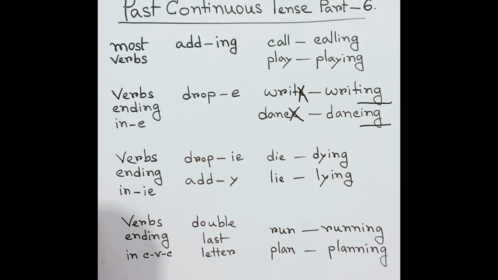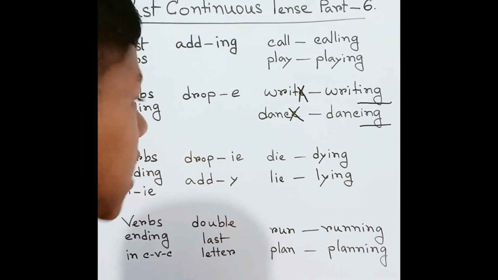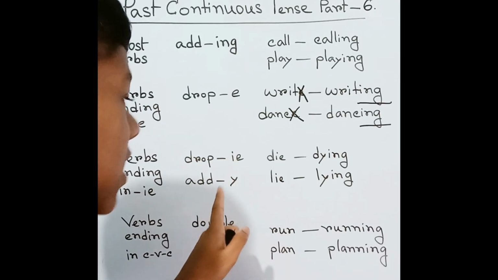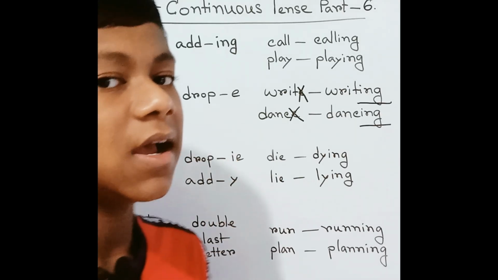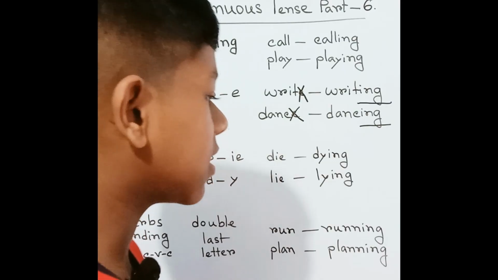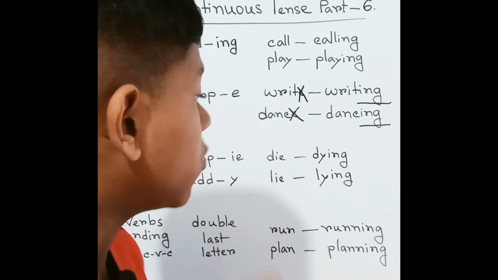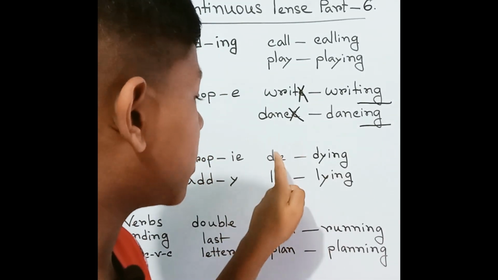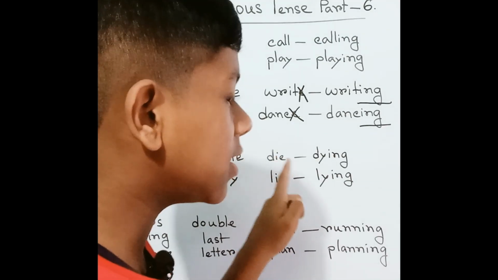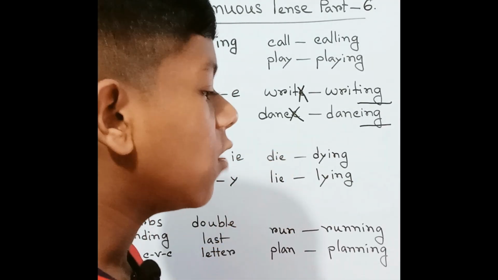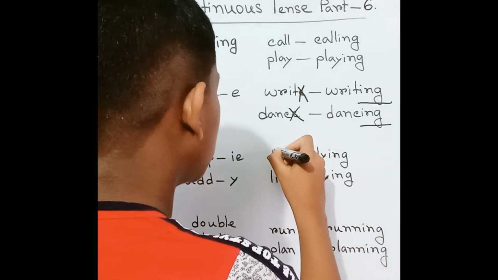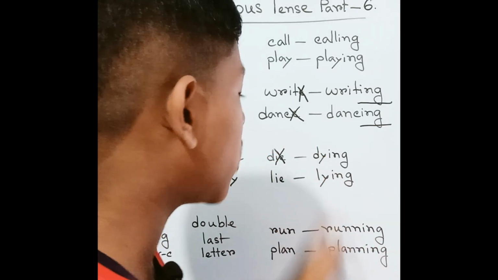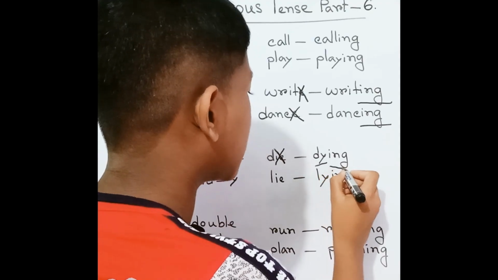Then next is when the verb ends with ie. Verbs ending in ie, what do we need to do? We have to just drop the ie, then add y, then add ing. Let's look at some examples. Here we can see die. What do we need to do? After the D, we can see IE. So we have to drop the IE, then add the Y, then add the ING.